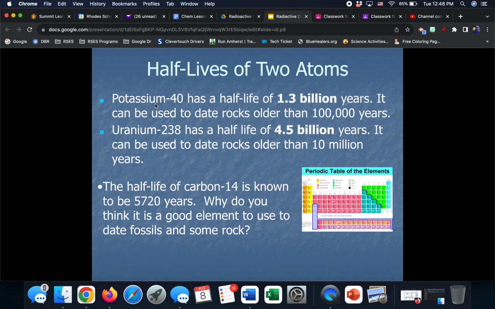Here's one that's used sometimes. Potassium-40 has a half-life of 1.3 billion years. So if a rock is older than about 100,000 years, they use that. Uranium-238 has a half-life of 4.5 billion years, about as old as Earth. It can be used to date rocks older than 10 million years. So uranium-238 is actually what was used to date Earth. Carbon-14 has a half-life of 5,720 years. So this is really good for recent things.